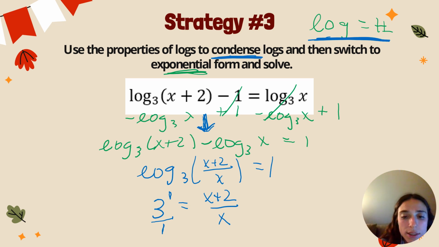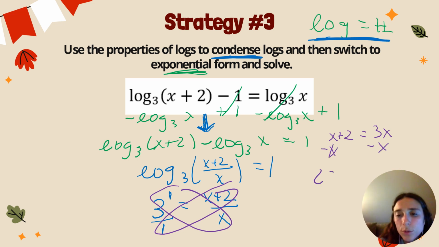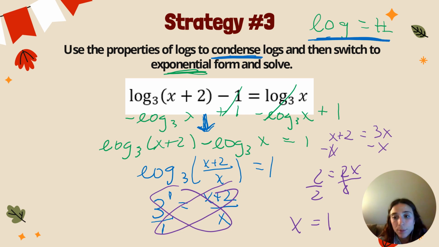And what I'm going to do is I'm going to cross multiply. So I'm going to do x plus 2 times 1, which is just x plus 2. I'm going to do 3 times x, which is 3x. And now I have something I can solve. So I'm going to subtract x on both sides. Boop. 2 equals 2x. Divide by 2. x equals 1. And then I'm going to have to check.